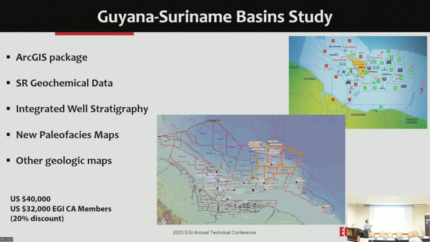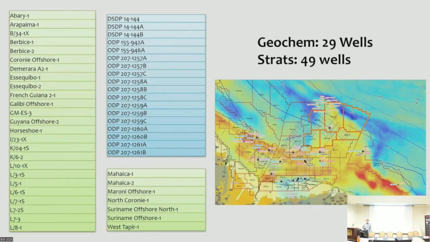We have lots of geochem data and other strat data, paleofacial data, et cetera. So this is the price tag. There are lots of industry wells. Those of you who have worked in this area know most of these wells are exploration wells, pre-Liza discovery. So very precious in terms of the data.